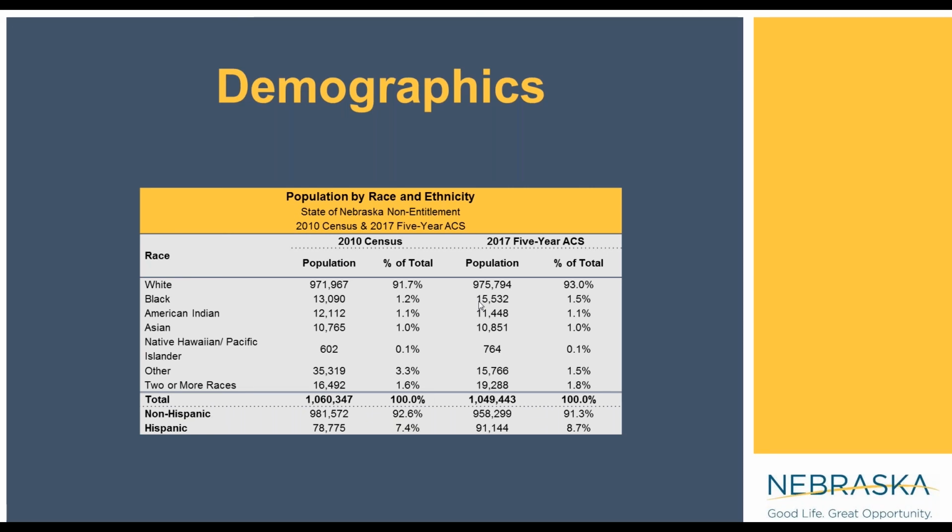But what you can do when you see these two tables is look at the percentage of totals and compare those. Here we see the percentage of the white population in 2010 was 91.7, and that actually rose to 93.0% in the most recent 2017 5-year ACS. We see here that the other population fell from 3.3 to 1.5.